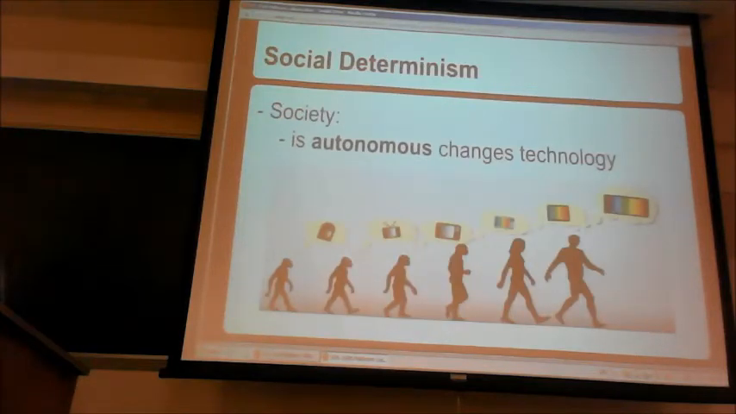So social determinism is just the flip side of that. It's saying that technology isn't the autonomous force that decides how we conduct ourselves, we do as a society. That's pretty self-explanatory. The picture here shows the progression of society and their thinking, and those thoughts end up being the technology that they make.